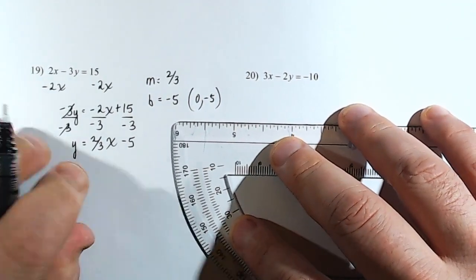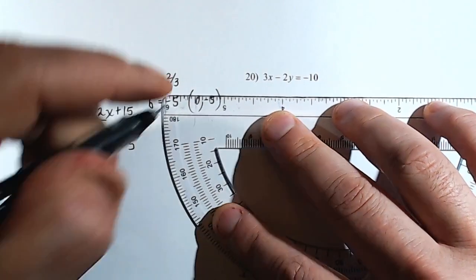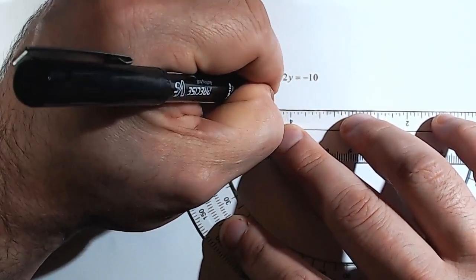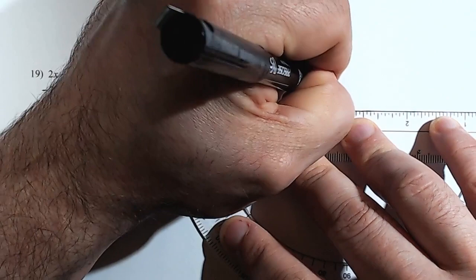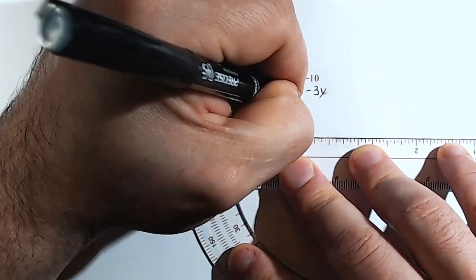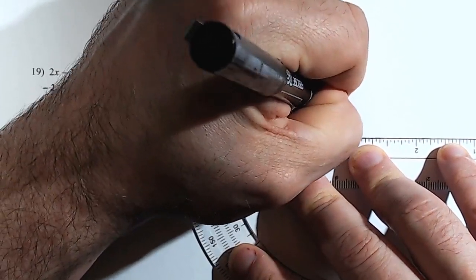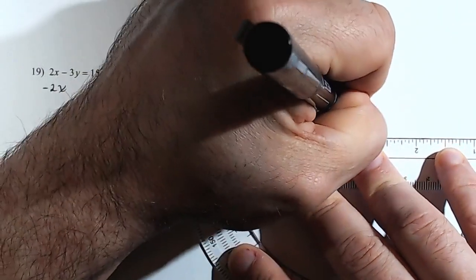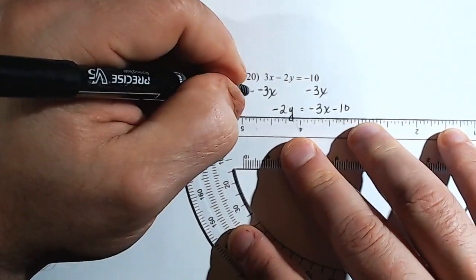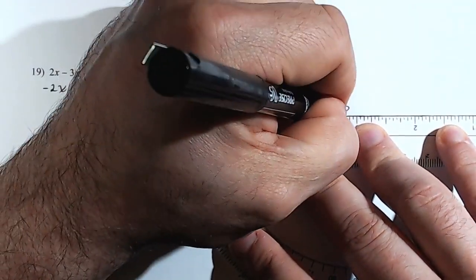Okay, 20, 3x minus 2y equals negative 10. Subtract through by 3x. We get negative 2y equals negative 3x minus 10. And we will then go through and divide each term by negative 2.